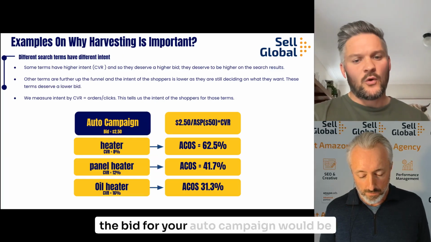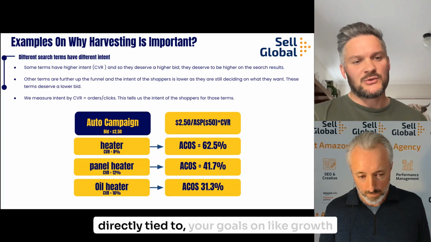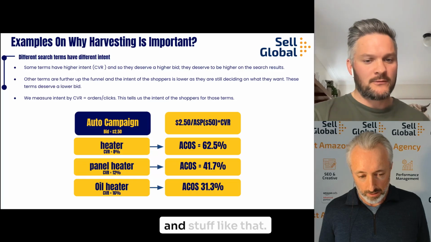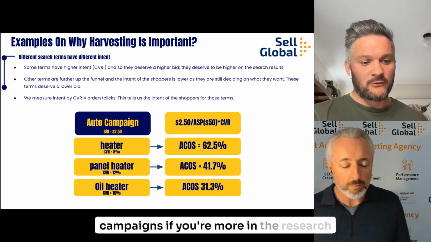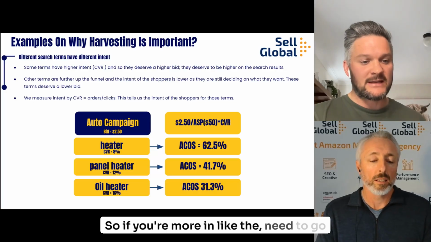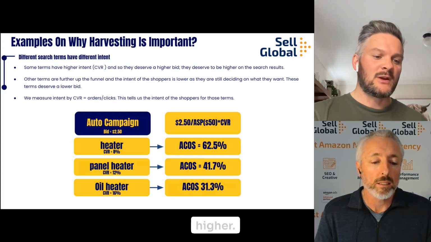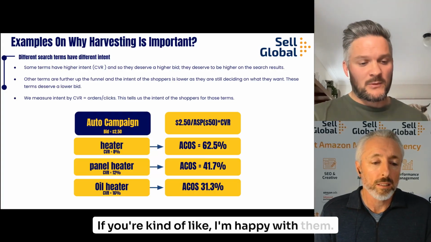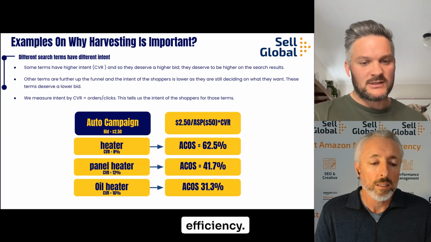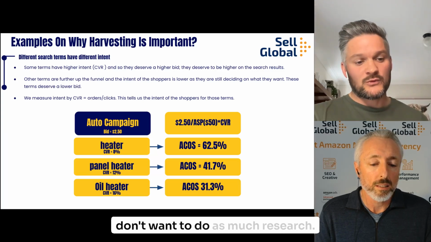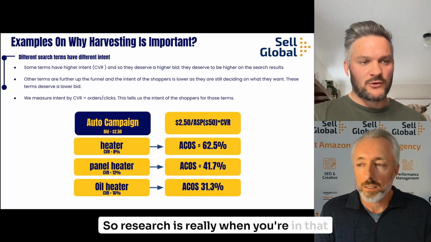The bid for your auto campaign would be directly tied to your goals on growth. You'd have a higher bid on auto campaigns if you're more in the research phase. So if you're in the mode of I need to go find more search terms, you'd set your bid higher. If you're thinking, I'm happy with where my account is at, I just want more dollars in my bank account and more efficiency, you would set the bid lower because you don't want to do as much research. So research is really when you're in that growth mode.